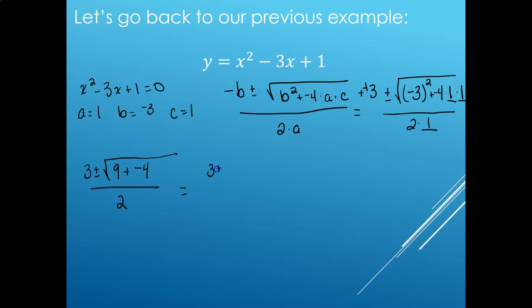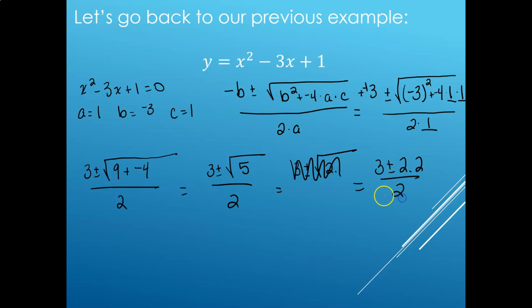Again, we continue trying to simplify inside the radical, inside the square root. 9 plus negative 4 is 5, and that's all divided by 2. Now, 5 is not a perfect square, which means we get out our calculator, we find the square root button. Some of you are going to have to hit the shift or the second button. The square root of 5, if I round that off to the nearest tenth, is 2.2. That becomes 3 plus or minus 2.2 divided by 2.